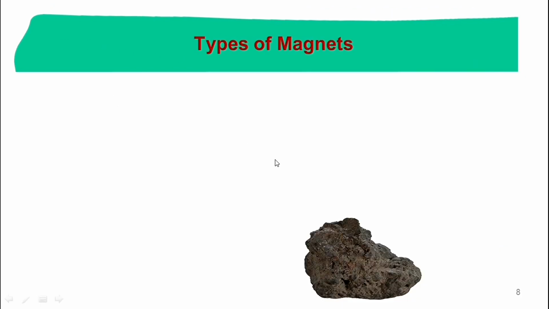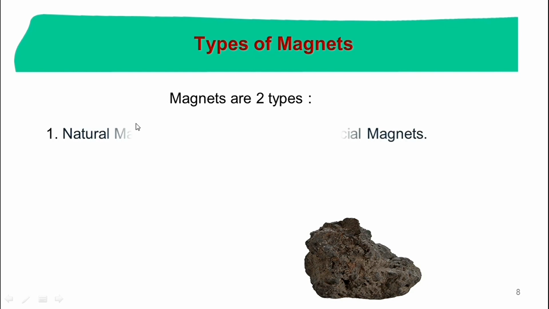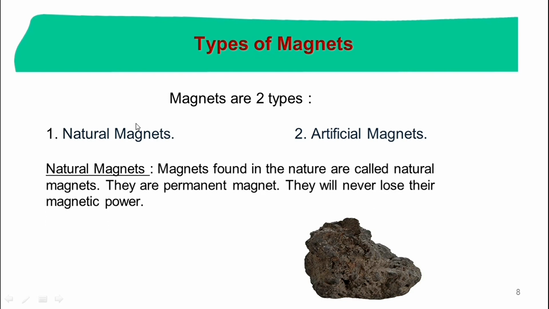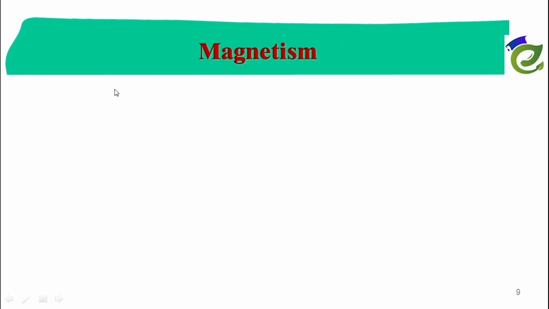Did you all wonder about how many types of magnets we have? Yes, we have two types of magnets, natural magnets and artificial magnets. So first we'll learn about natural magnets. What are natural magnets? Magnets which are found in nature are called natural magnets, and they are permanent magnets and they will never lose their magnetic power. Examples: iron sulfide and iron pyrites.